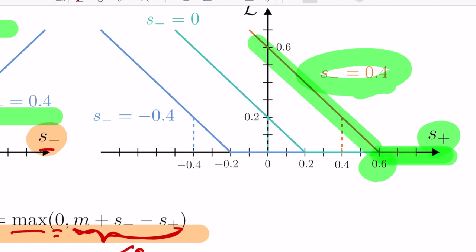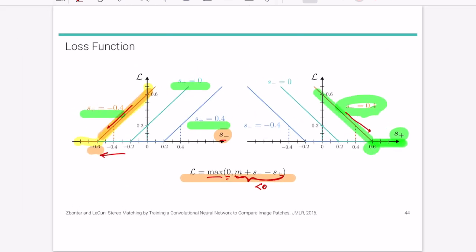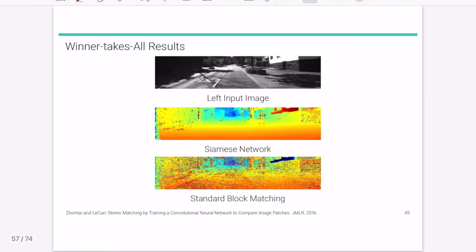So it means that during the training, we have to increase S plus, right? We have to increase the scores for the positive sample. So by minimizing such a loss function, we can increase the scores of the positive sample case while decreasing the scores for the negative case. So this is the hinge loss. Right, so that's it. This is just a similarity measure.